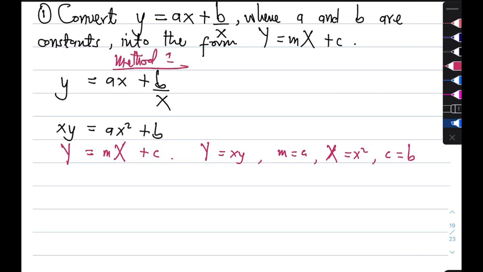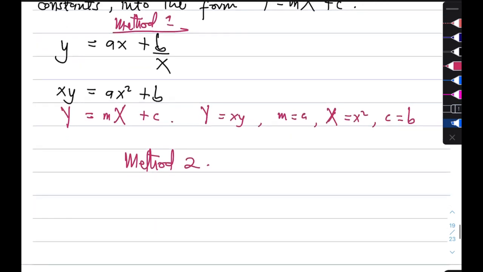Method 1. That's how we got a constant from there. Now, method 2. You can also get a constant, okay? You've been given y is equal to ax plus b over x, right? So what if we decide to divide through by x, okay? Because this time around, maybe we want the a to be the constant. So if we divide through by x, the a will stand alone, okay?